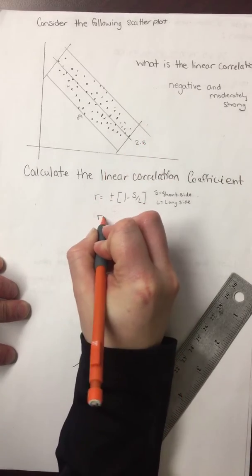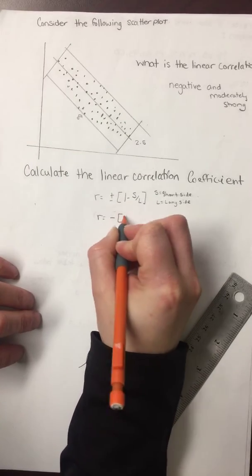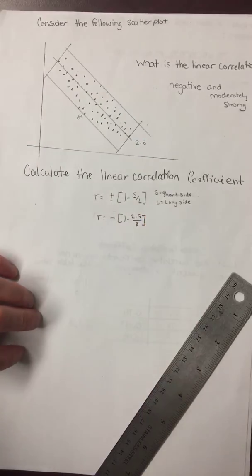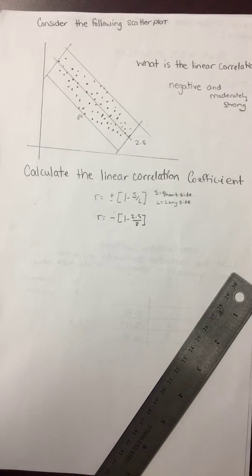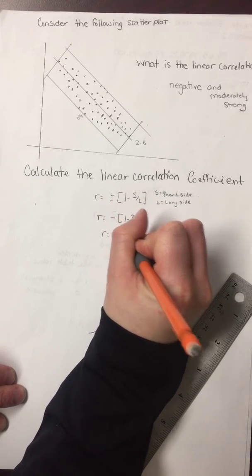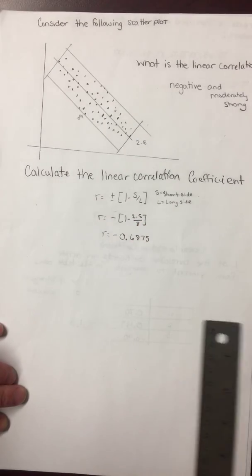So my R is negative. We've established that earlier. And 1 minus 2.5 over 8. So when we actually do that in our calculator, I end up getting an R value that is negative 0.6875, which is moderately strong.